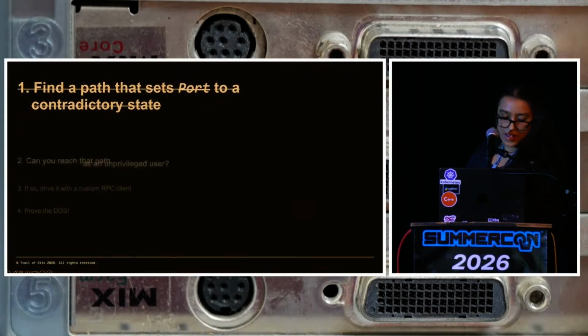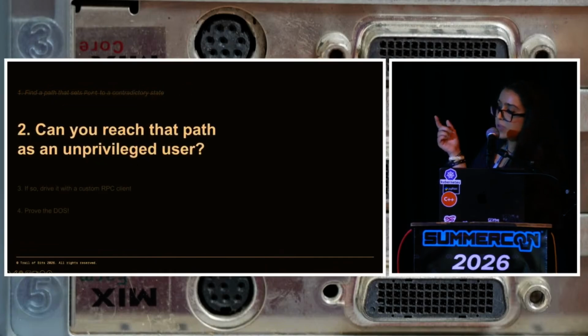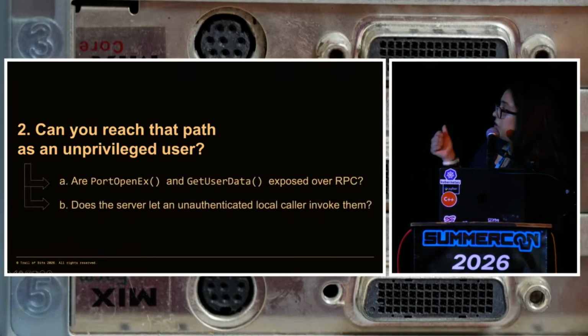So now that we've done that, we want to make sure that we can reach both the portOpenX and the getUserData functions as an unprivileged user. Two things here. First, we have to make sure: are these functions even exposed over RPC, or are they internal functions used within the RasMan server, where we have to trigger some other functions to get to them? And in addition to that, can we access them unauthenticated as a local caller?